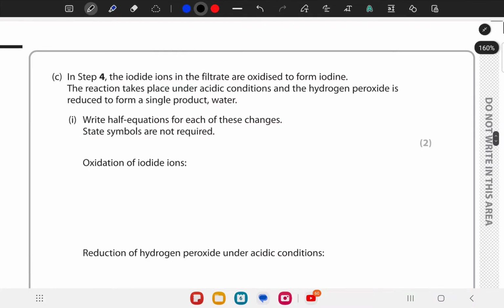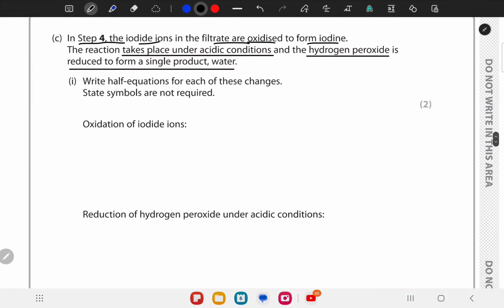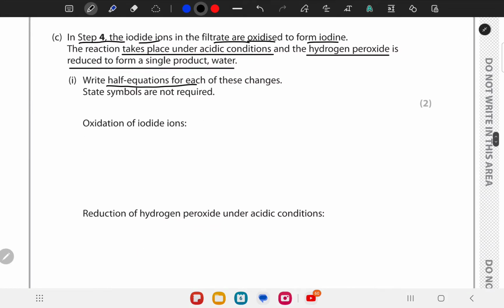Now in question C, we are told that in step 4, the iodide ions in the filtrate are oxidized to form iodine. The reaction takes place under acidic conditions and the hydrogen peroxide is reduced to form a single product, water. We have to write half equations for this.